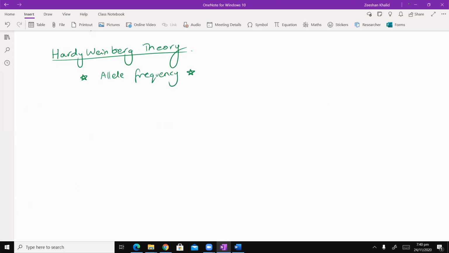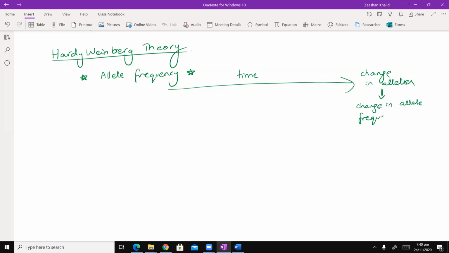So when we are saying that these advantageous alleles are being passed on, what it implies is that over a period of time, we expect change in alleles. So if that is the case, then we can say that there is a change in allele frequency. Okay? That is basically what is obvious from what we have studied so far.